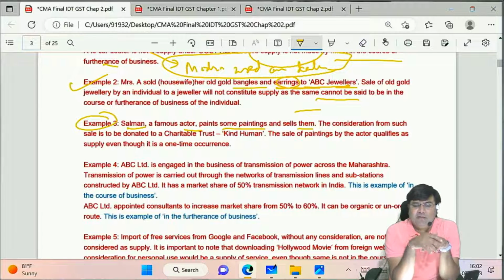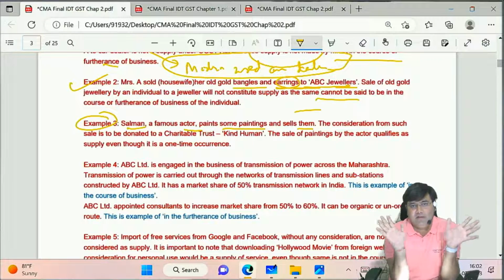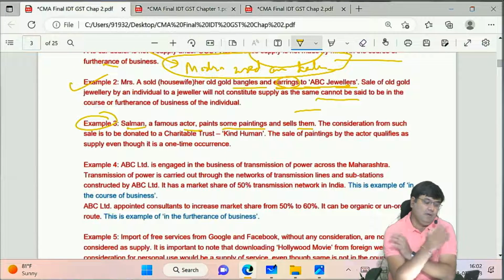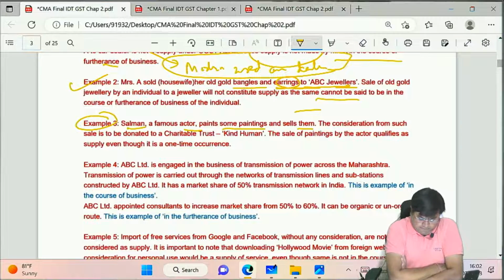First one, consideration is there. Yes, it is there. Salman Khan is selling for money only. Consideration can be paid in money or in kind, that we already discussed in the consideration definition. So Salman Khan is selling for money, so the first condition is satisfied, money is there. But whether the second condition, business, is satisfied.